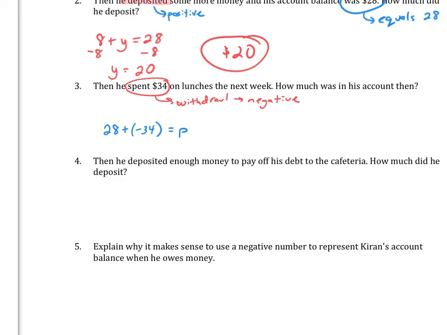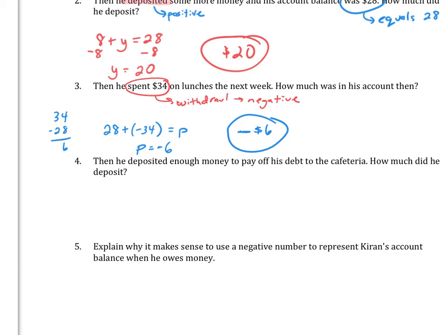So signs are different. I know I have to subtract the absolute values. So I'm going to do 34 minus 28, which equals 6. So P is equal to 6, but I need to decide if it's negative or positive. So there are more negatives in this case. So P equals negative 6. So that tells us he has negative $6 in his account.